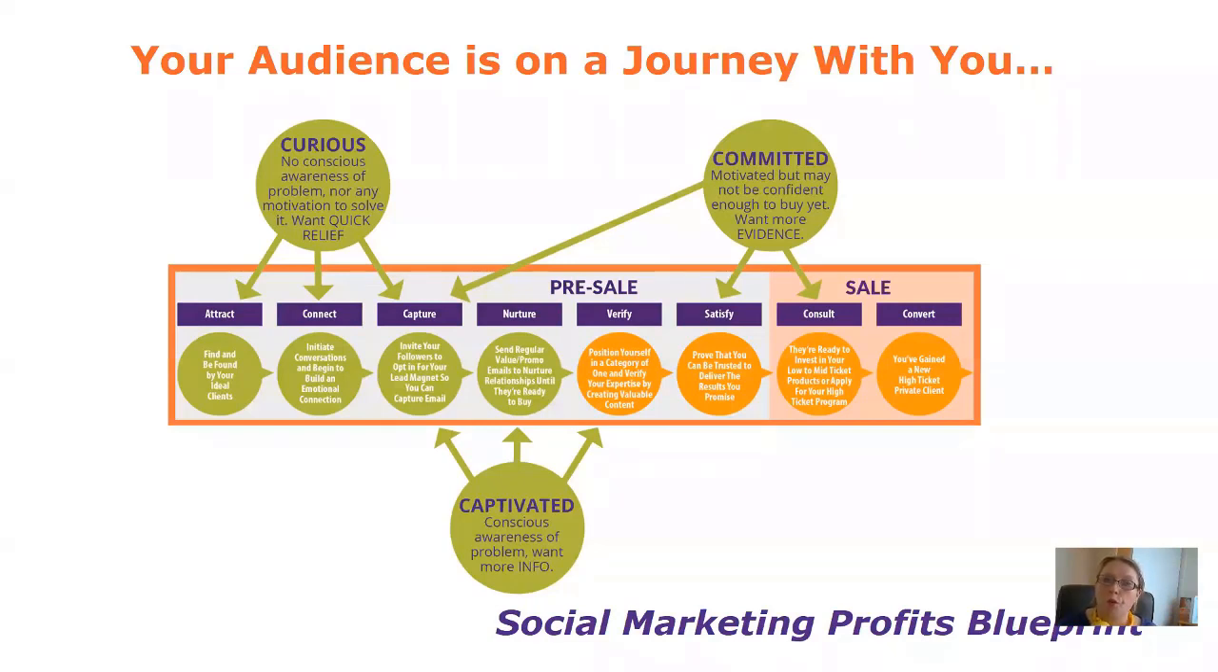The third group are committed. The third group have said, right, I know this is a problem that I need to fix. I know I've got this pain that I need to resolve. They're motivated to act. Depending on how far into the committed step they are, they're still not necessarily ready to buy. They want more evidence. Prove to me that I'll be making the right decision by working with you. So you can see how the three audiences are moving through the journey with you.